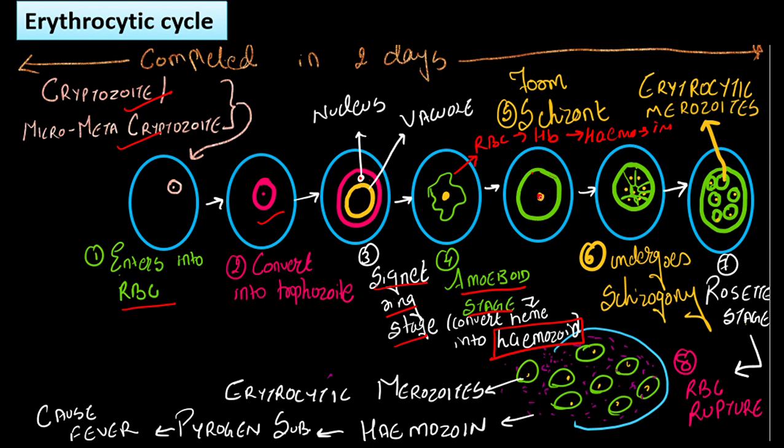Sizont जब grow कर जाता है तो क्या हो जाता है? Karyokinesis होती है उसकी nucleus की, same होगा यहाँ पे. Then cytokinesis होती है, due to which there will be the formation of daughter cell. उनका नाम क्या है? Erythrocytic merozoite. Now these erythrocytic merozoites are arranged like a petal of rose, so we call it as rosette stage. Then RBC burst. When it bursts, erythrocytic merozoites released out and hemozoin is also released out. Now these hemozoins are pyrogen substance. Pyro means fire. तो क्या होता है? It's going to cause fever.